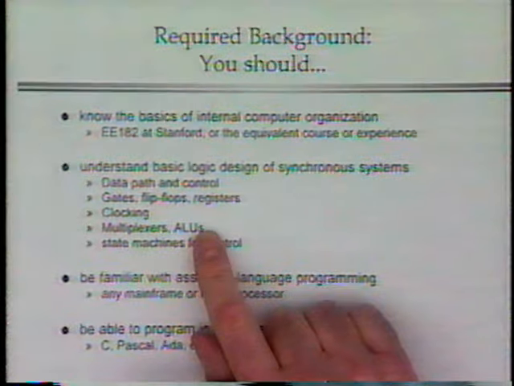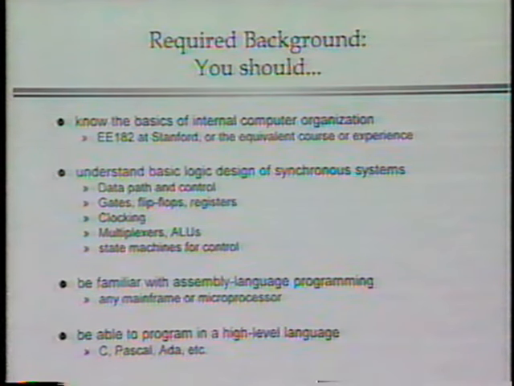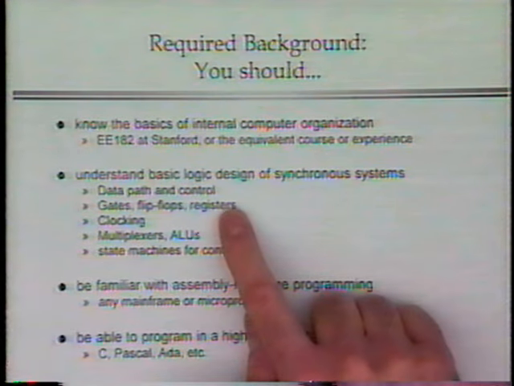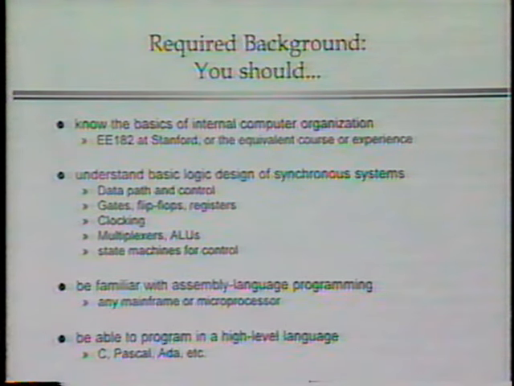What we would like you to know in particular is roughly how one builds a synchronous logic system out of gates, flip-flops, registers, data path, and control. Now, we're not going to be doing that at the gate level, but you need to understand what a flip-flop is, how combinatorial logic is, what's the difference between combinatorial logic and logic that has actually stored values in it.